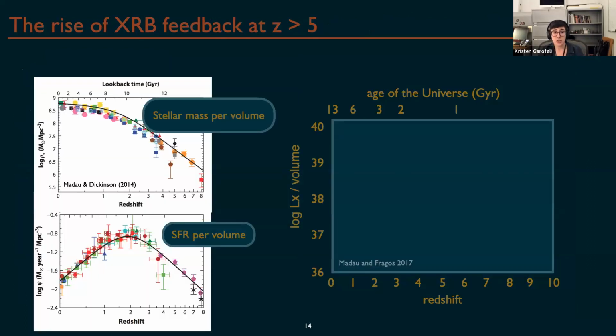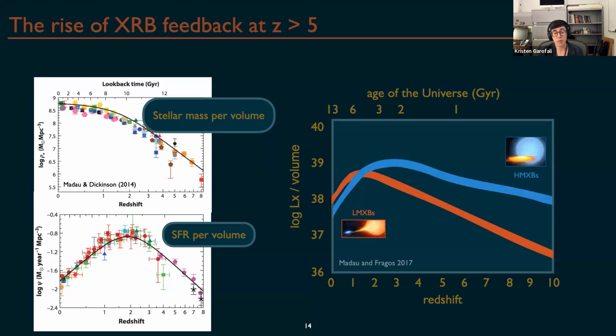But before I get into the prospects with AXIS, I want to talk about why we want to push specifically beyond redshift 3. So why do we care even about the X-ray scaling relations beyond redshift 3? If you take the theoretical relations for the evolution of the X-ray binary scaling relations, and you convolve them with the evolution for stellar mass per volume and star formation rate per volume, you can get an idea of the X-ray emissivity as a function of redshift or age of the universe.